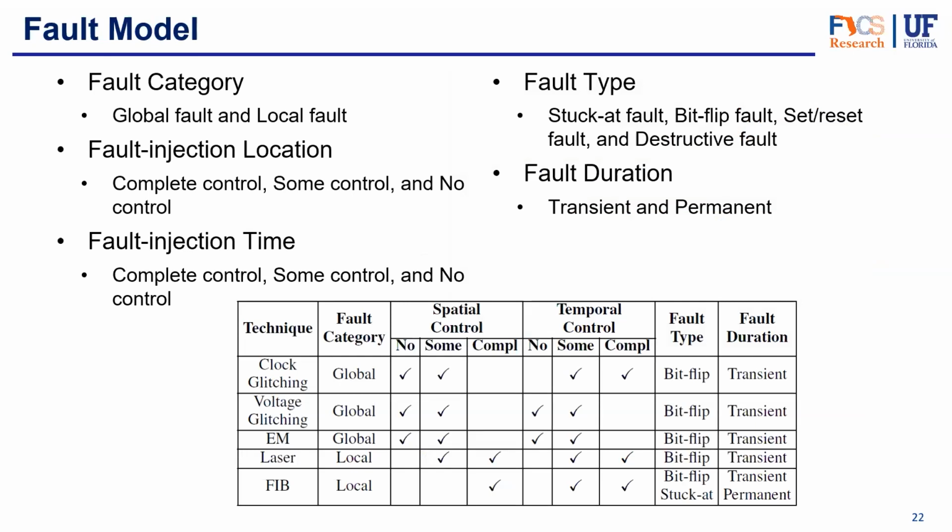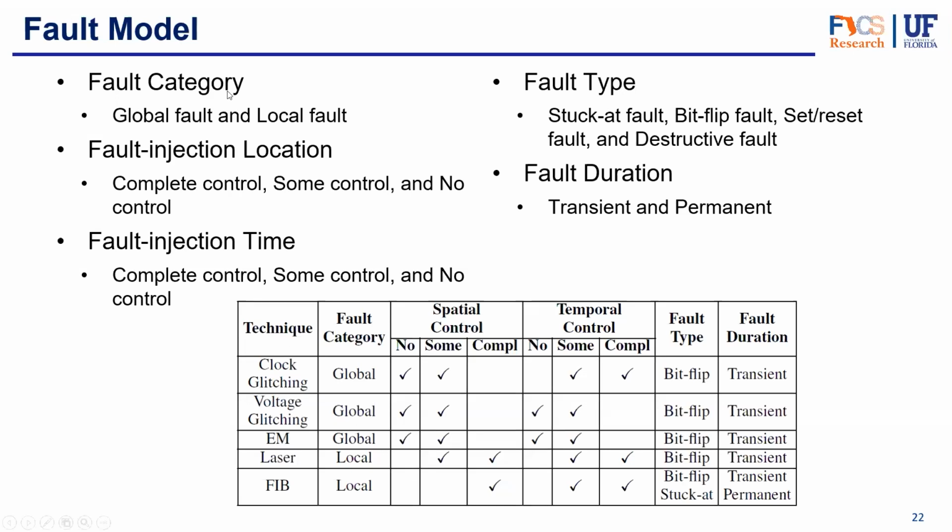So to have a comprehensive fault analysis, a fault injection analysis technique, we actually create fault models. That is, a fault model shows what would be the result of injecting faults from different techniques, what kind of spatial control we have, what kind of temporal control we have, and fault duration. So based on each of those, our fault list will be different.